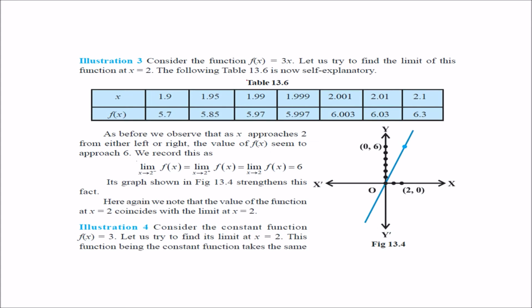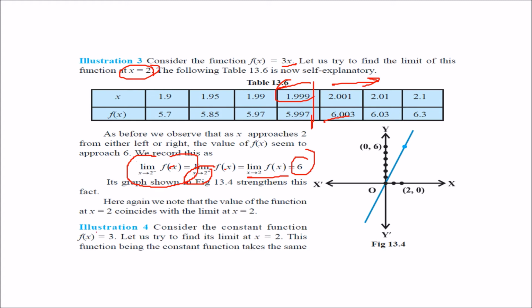Let us take f(x) equal to 3x for x equal to 2. Take values which are less than 2 and values which are greater than 2, and see that the values are not changing dramatically. So x tends to 2 minus and x tends to 2 plus both are giving you the value 6. Every time you are getting 6. So it actually gives you a limit.